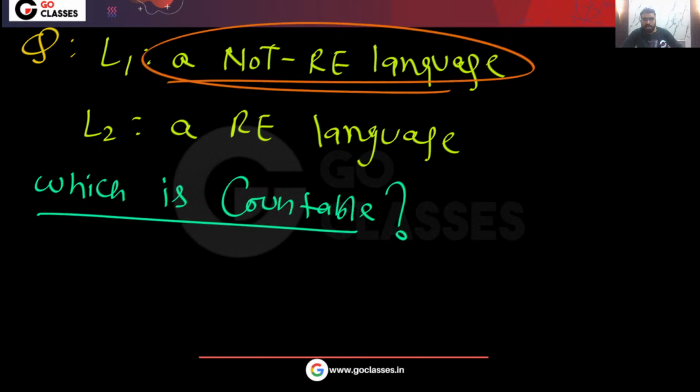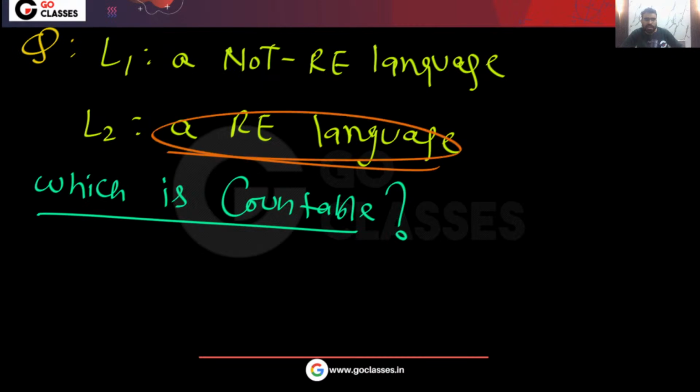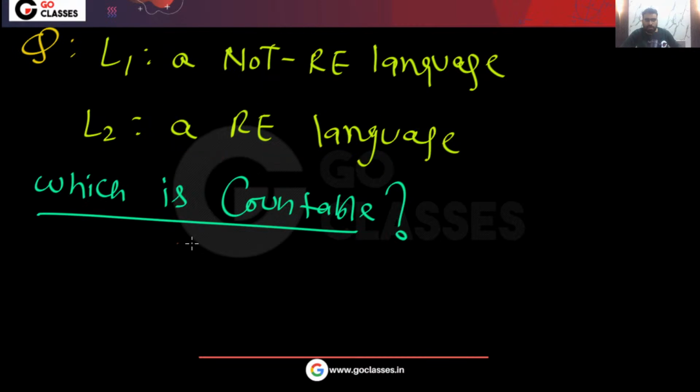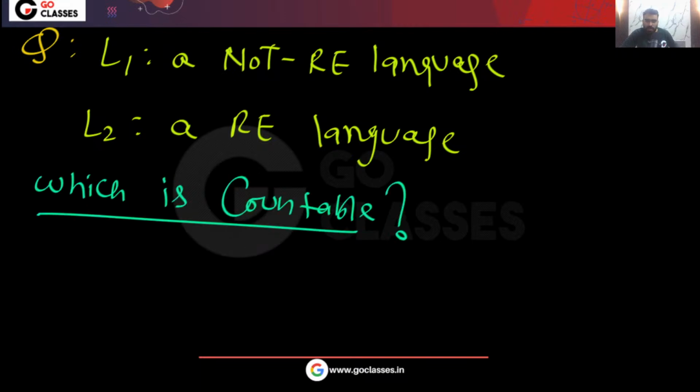L1 is a not RE language and L2 is an RE language. Which of them is countable? Which of them is not countable? So the answer is both are countable. Yes or no? Both are countable. Every language is countable. Every language is a subset of sigma star. Yes or no? Notice one thing.